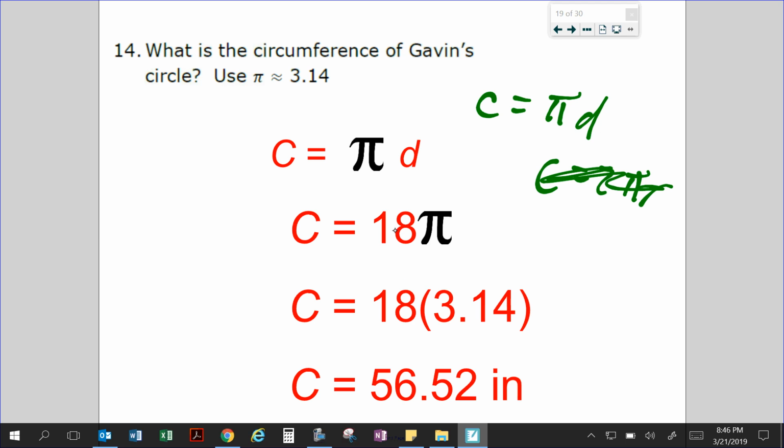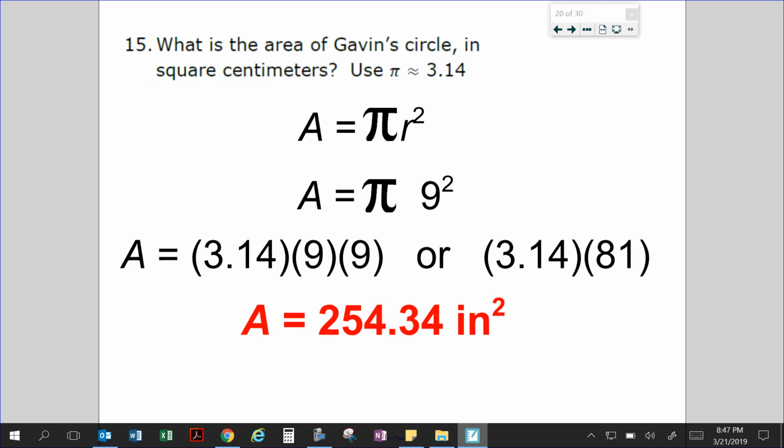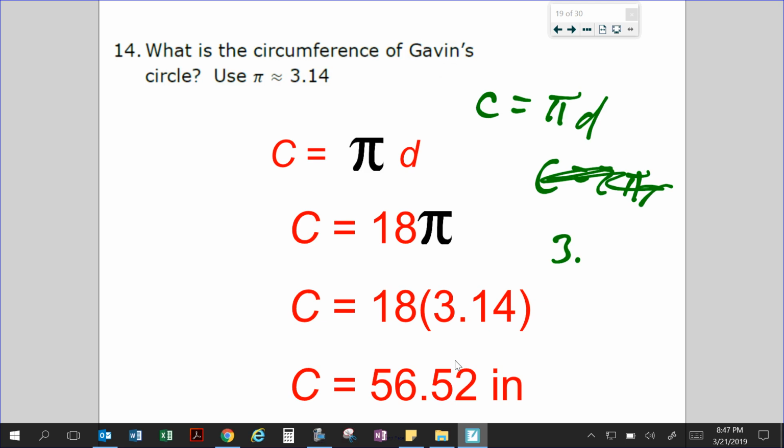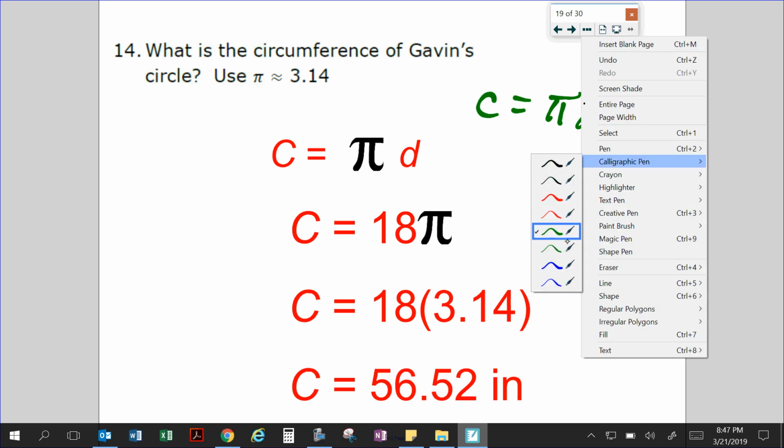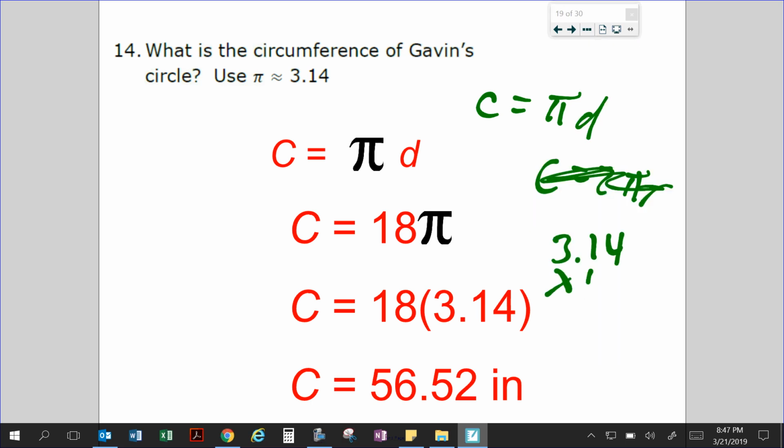If you had one, you will multiply 18 times pi, 3.14. Let's look at this. Highlighter, green. You multiply 3.14 times 18.